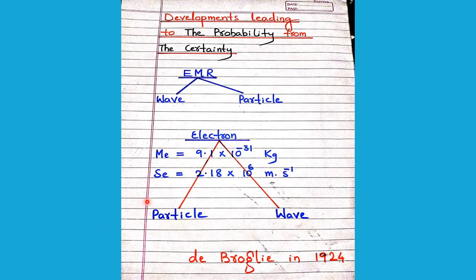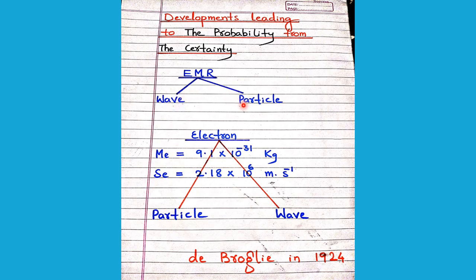Developments leading to the probability from the certainty. See, electromagnetic radiation has a wave property as well as the particle nature. Earlier we thought it is a wave. Afterwards we concluded that wave is having the particle nature.